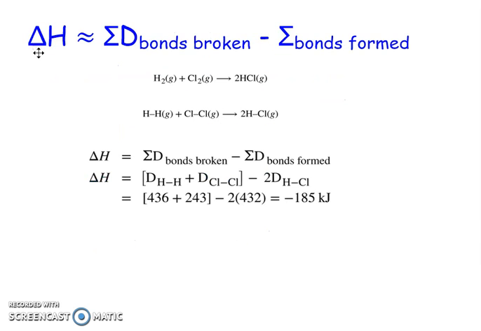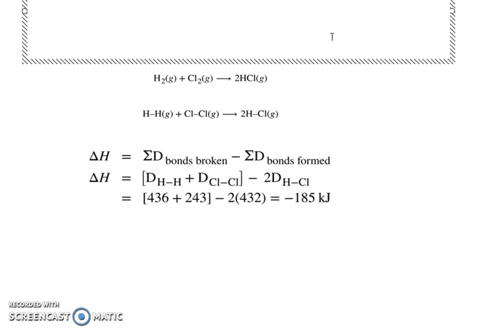So the enthalpy, the delta H for the reaction, is approximately equal to the sum of the bond dissociation energies for all of the bonds broken minus the sum of all of the dissociation energy for all of the bonds formed. And there should have been a D in there.